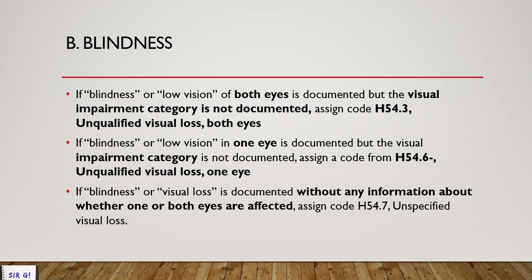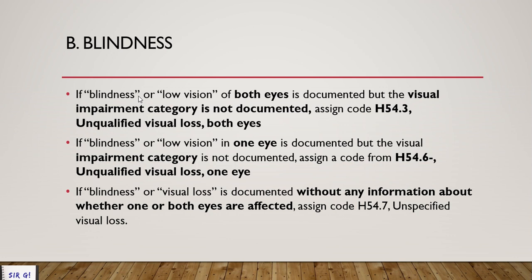This is your blindness guideline. Another one, the differences of these guidelines is visual impairment category is not documented. Okay, so here we don't have anything. Now, the differences, they have the same thing, impairment category.